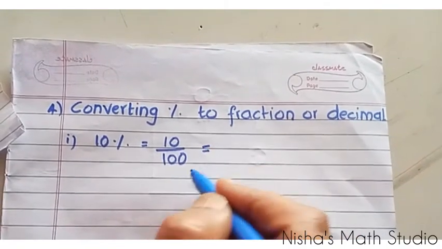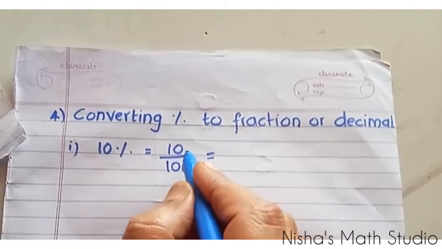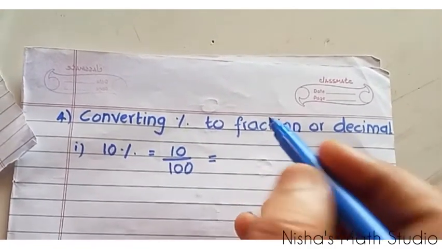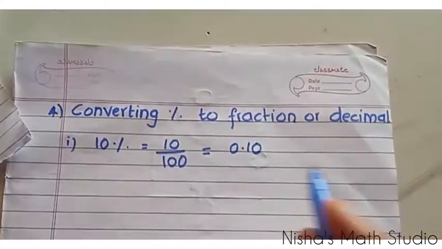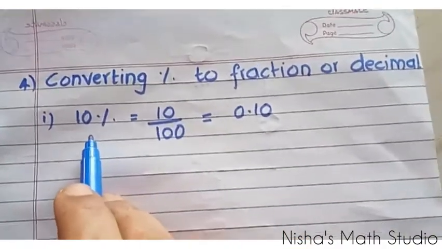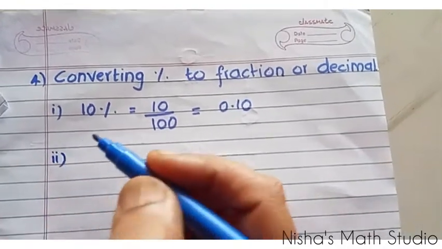How do you convert it into decimal? There are two zeros here. So, from the unit place, you should leave two places and put a decimal point. So, 0.10 is the decimal form of 10 by 100, which is equal to 10%. Let's see one more example.